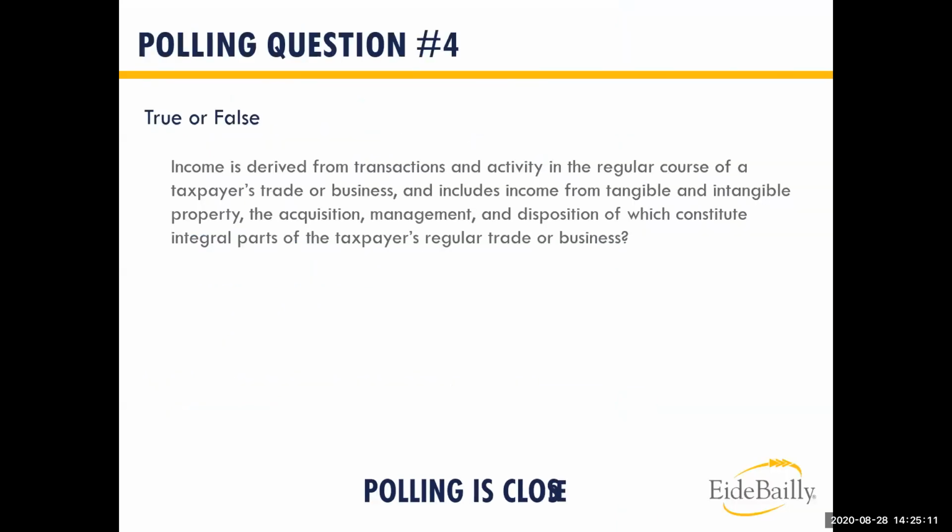Time for polling question number 4. True or false? Income is derived from transactions and activity in the regular course of a taxpayer's trade or business and includes income from tangible and intangible property, the acquisition, management, and disposition of which constitute integral parts of the taxpayer's business. All right, looks like polling has slowed down. So we have 35 people that say 100%.